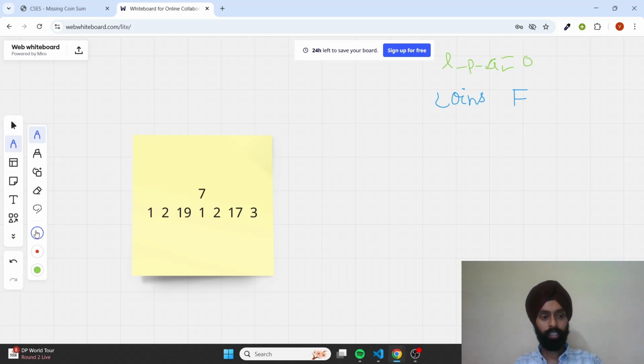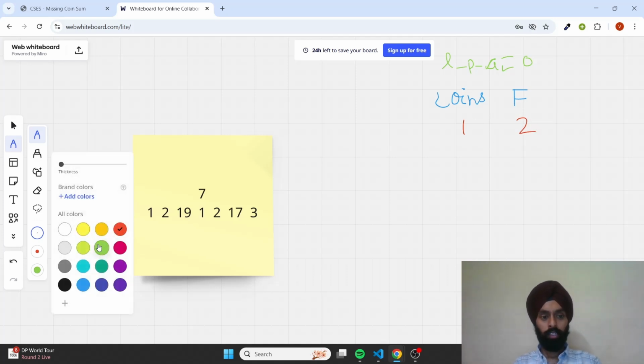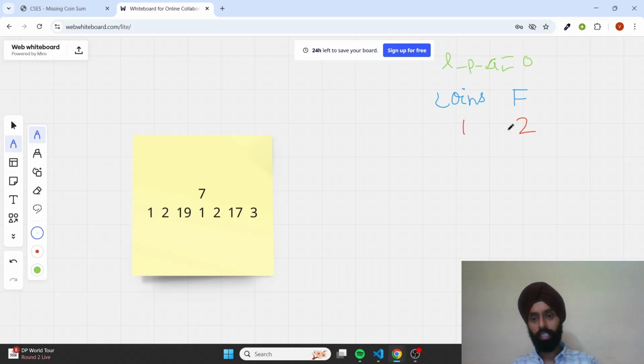Then let's see what coins we have. Firstly we have the 1 rupee coin. This 1 rupee coin's frequency is 2. Now, what are the amounts which we can pay? Firstly, can we pay all the amounts which are less than this coin? Yes. The only amount less than this coin is 0. We are capable of paying that because we don't need any coin for paying 0 rupees. Then, using the 1 rupee coins, we can pay 1 and 2. So the largest payable amount is 2. So let's move to the next coin.